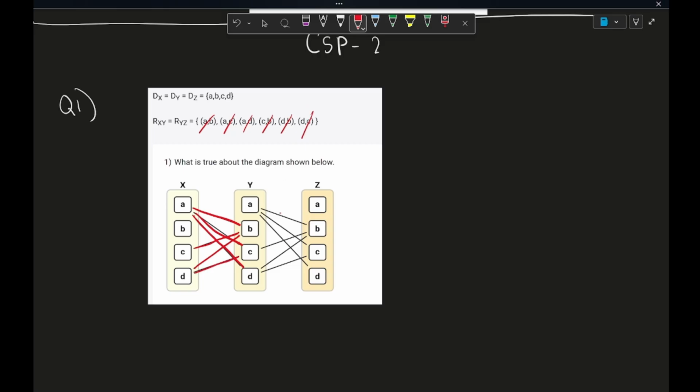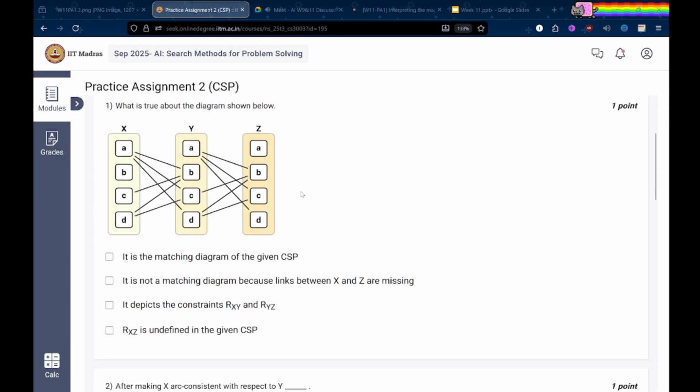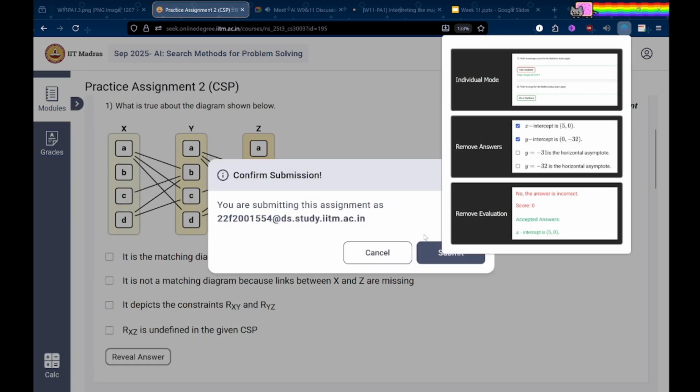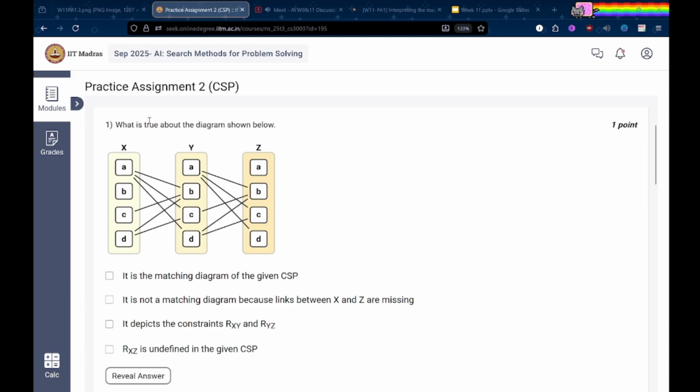And we can see that this more or less has the same shape as the previous one. This looks similar to this. Yeah, the edges match, so it should be correct, that it is a matching diagram of the given CSP. So what is true? If it is a matching diagram, it depicts the constraints Rxy and Ryz.